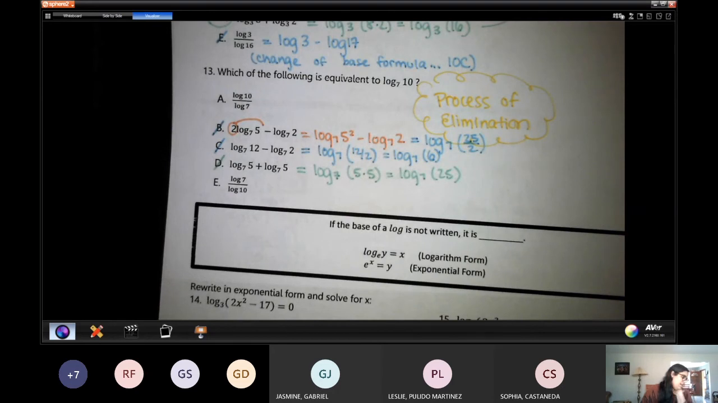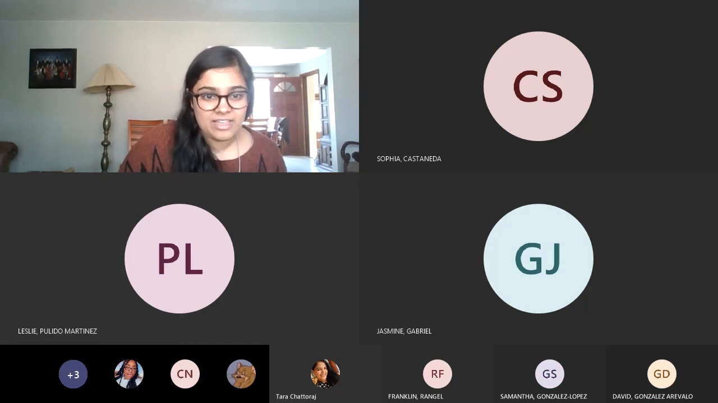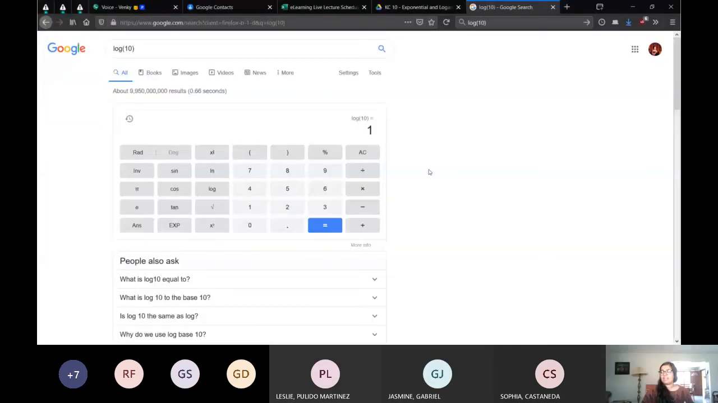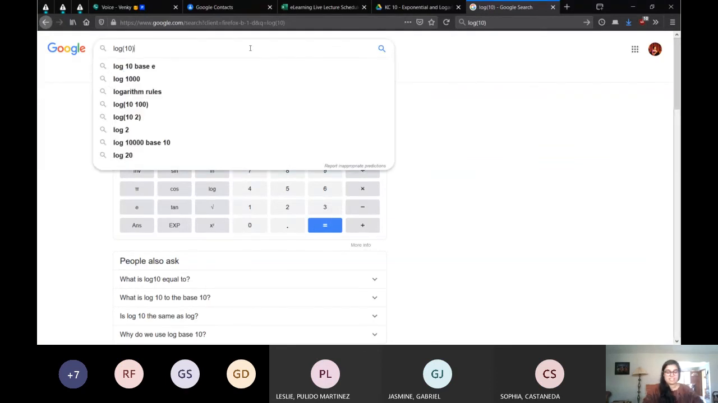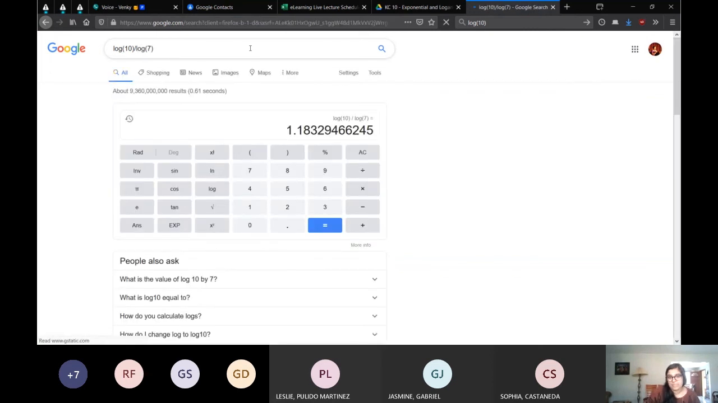All right. Let me stop sharing this screen, and then I'm going to share this screen. Okay, so hopefully this is what y'all see. We have log 10 divided by log 7, and if I did that here, what I get is 1.18. To see if it's equal, I would write 1.18 down on my sheet of paper for A.